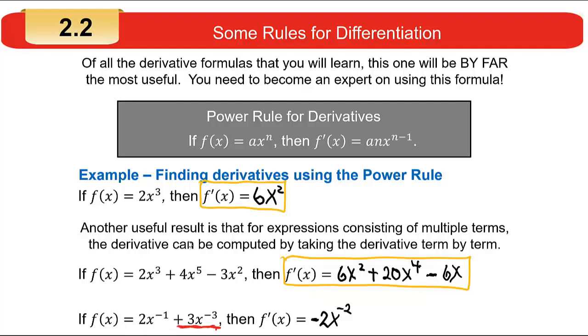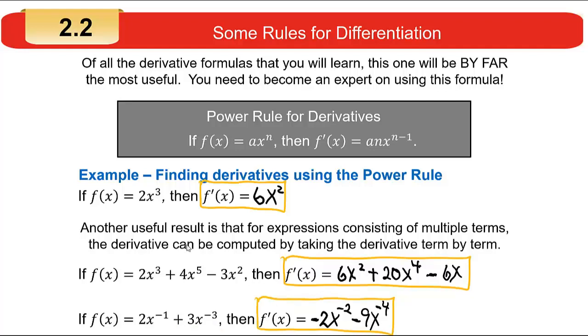Then you've got a plus sign and you want to move to the second term. Well, the second term is 3x to the minus 3. So when you multiply the 3 times the minus 3, you actually get negative 9. So that plus changes to a minus. And you subtract 1 from minus 3, and minus 3 minus 1 is minus 4.